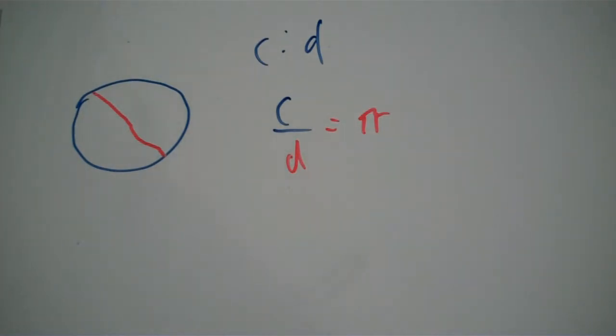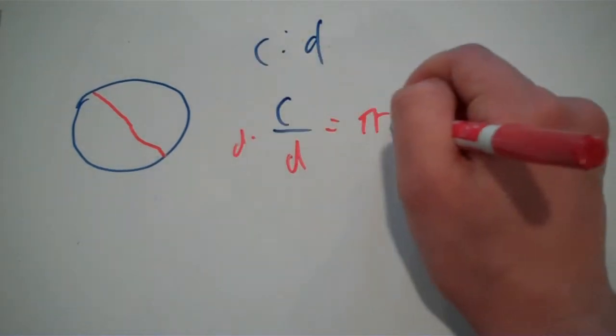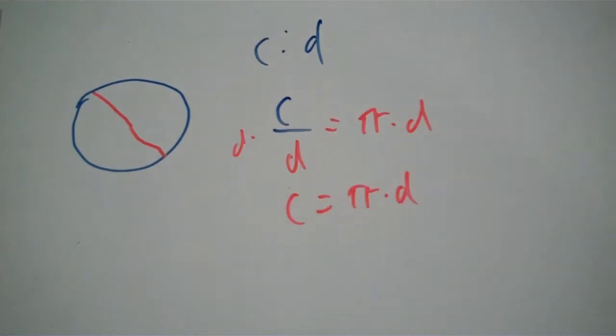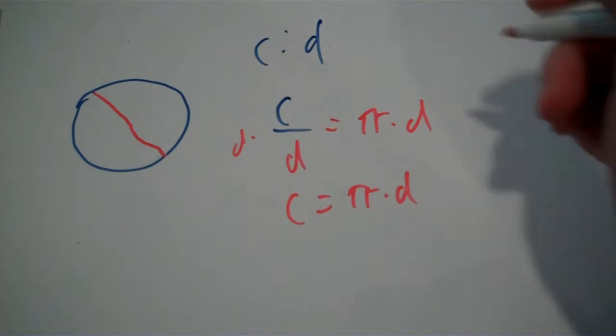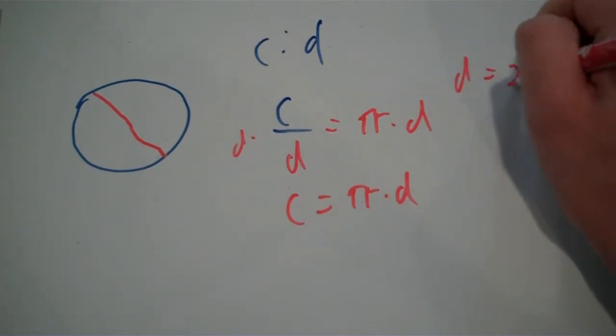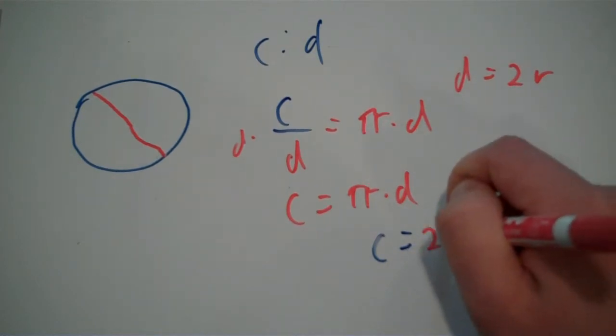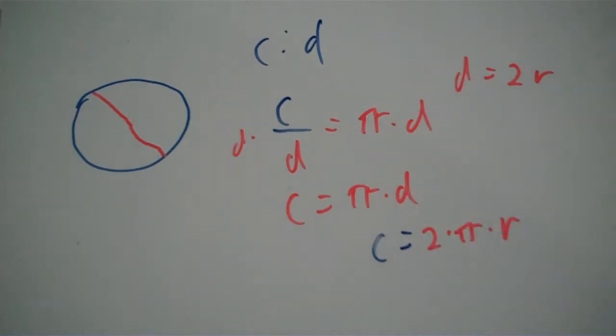Now, while the sizes of circles may change, this ratio remains constant. And as such, we can just multiply both sides by the diameter, and we get that the circumference equals pi times the diameter. So this way, if we ever have the diameter, we can now figure out the circumference of the circle. And, since the diameter is equal to twice the radius, we can also set up this formula if we have the radius. So we have the circumference equals 2 times pi times r.